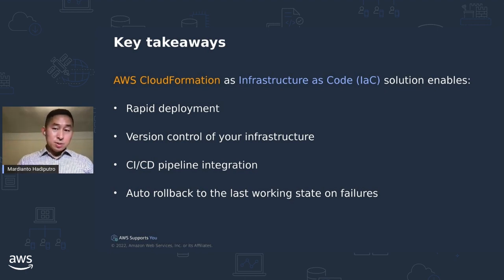And also, which brings us to the CI/CD pipeline integration. You can integrate and automate the infrastructure deployment with the CI/CD pipeline. And specific to AWS CloudFormation, the deployment automatically rolls back to the latest working state if any failures happen. And as we have seen through our demo today, it is fairly quick and simple to start with AWS CloudFormation to build your infrastructure as code solution.